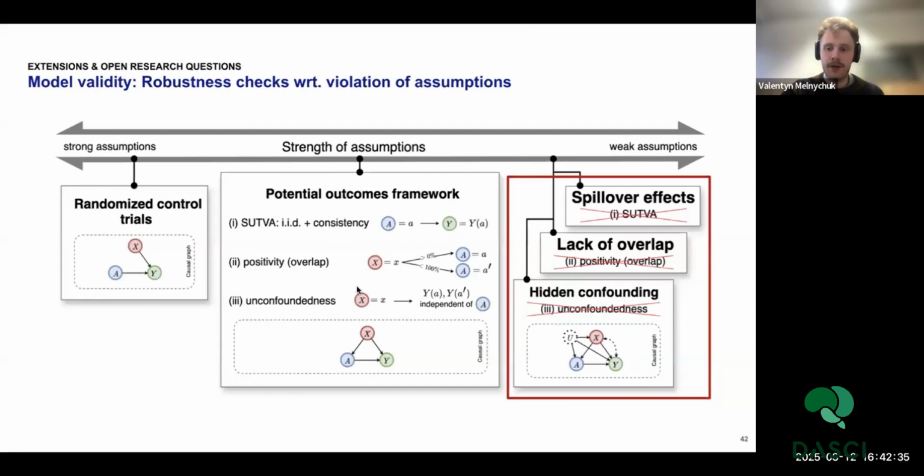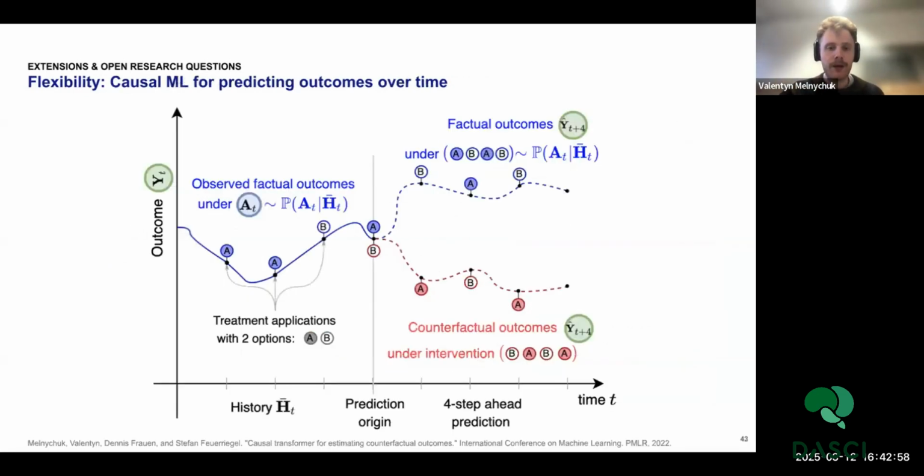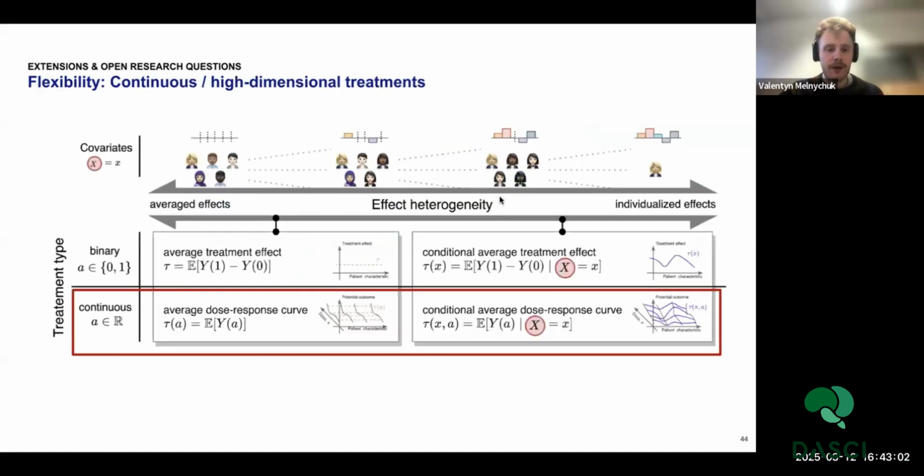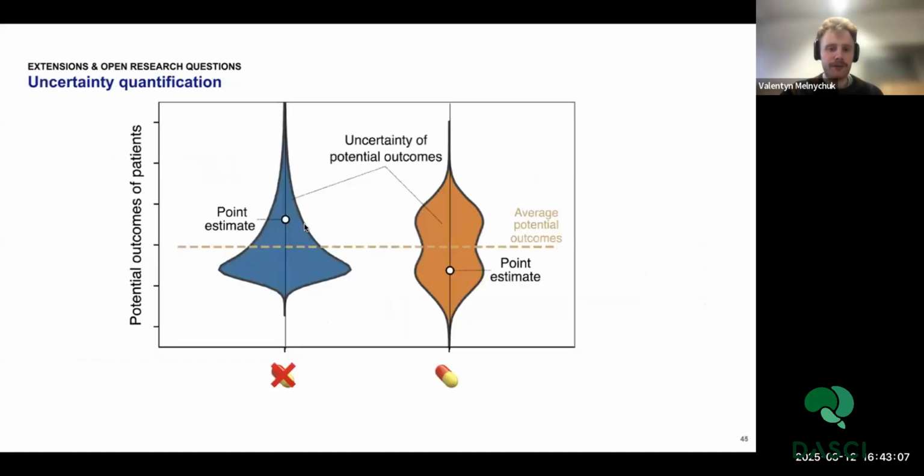Here are the slides with, for example, the research direction with the model validity, we might want to weaken assumptions. So we might have a more realistic view of the world, but then we have less informative treatment effect predictions because we get this upper and lower bound. We might have extensions to the time varying scenarios, also to the continuous or high dimensional treatments.